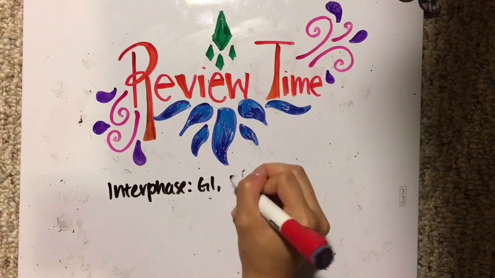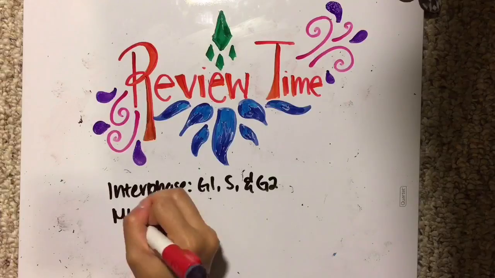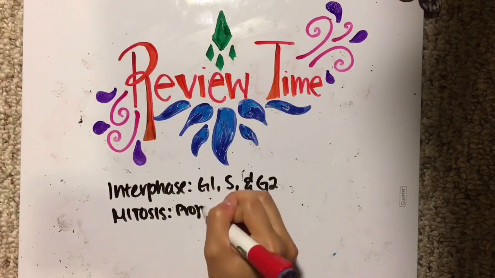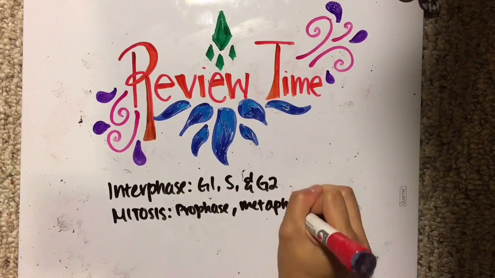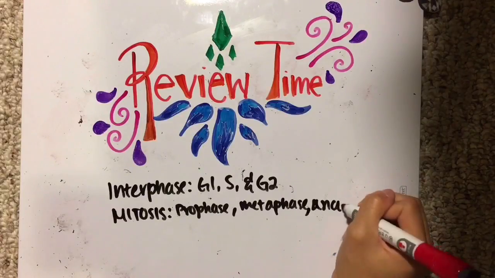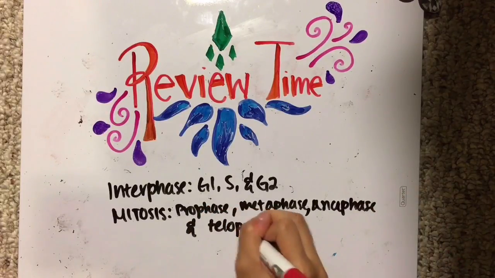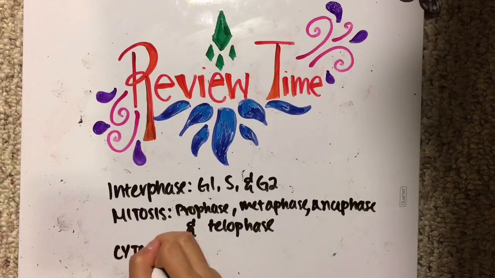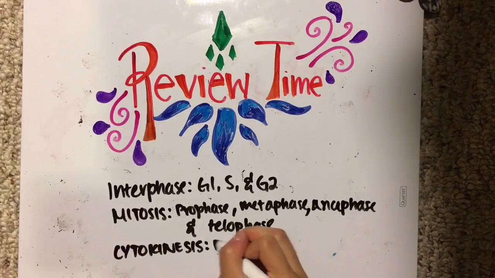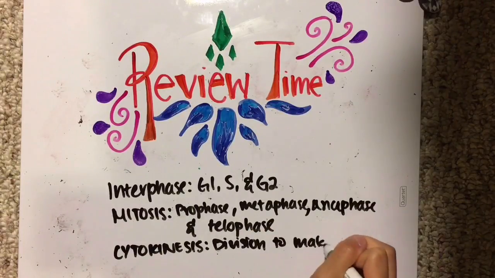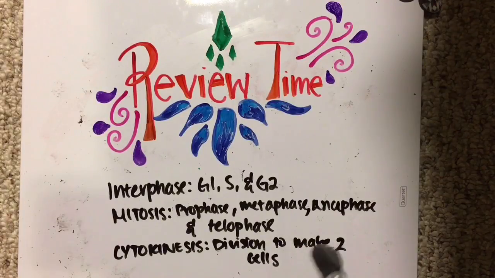During interphase, a cell goes through G1, S, and G2 to grow, and that way it can divide. In mitosis, there are four phases: prophase, metaphase, anaphase, and telophase. In cytokinesis, the cell's cytoplasm divides to create genetically identical daughter cells.